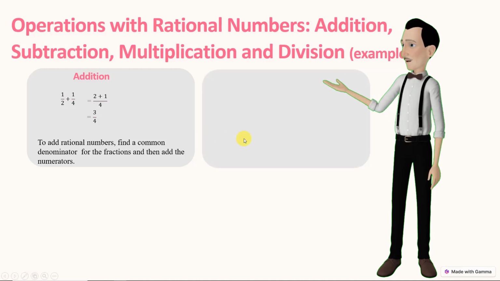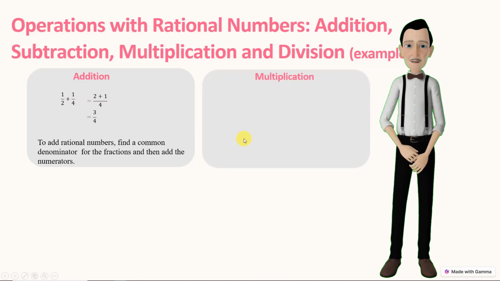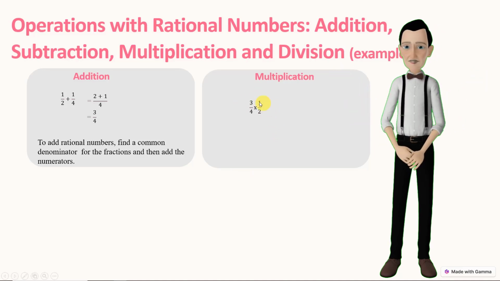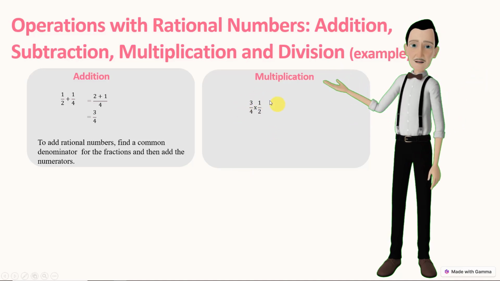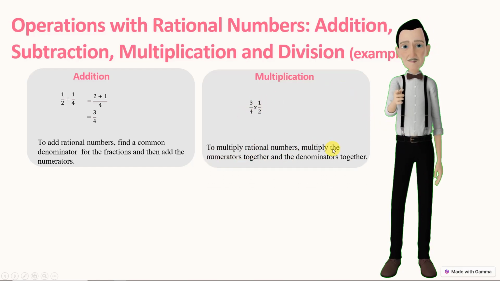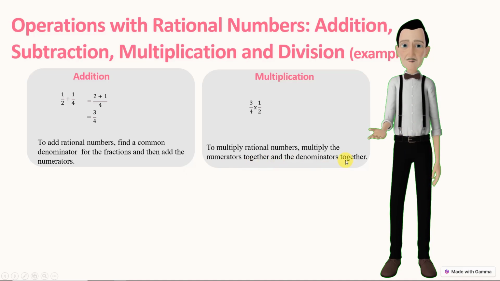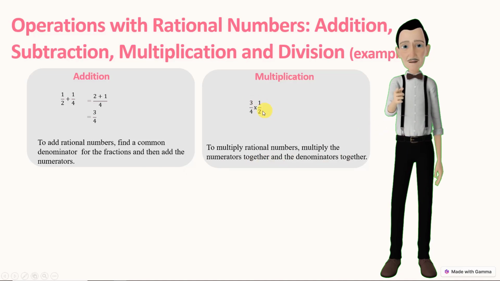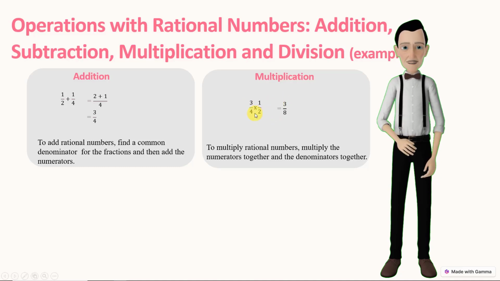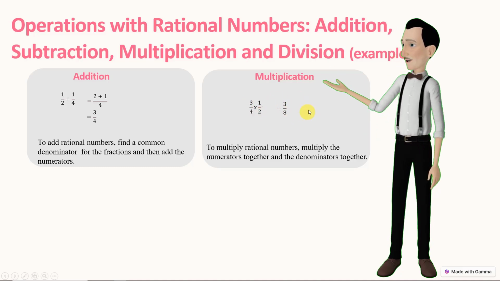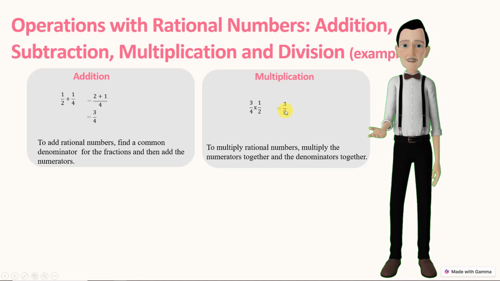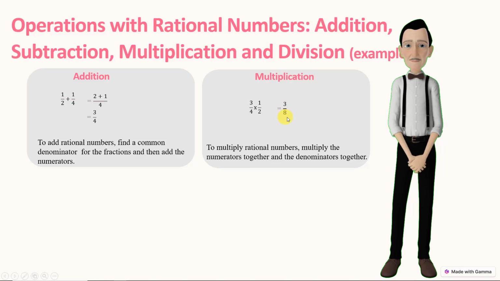Let's go to multiplication. Once again, guys, we've got a very simple problem here to solve. To multiply rational numbers, multiply the numerators together and the denominators together. So all you're going to be doing is multiplying them out. That's it, as easy as that. We get 3 times 1 is 3, 4 times 2 is 8, and of course the answer is 3/8. 3 cannot go into 8 without a remainder, so it is in its simplest form already.